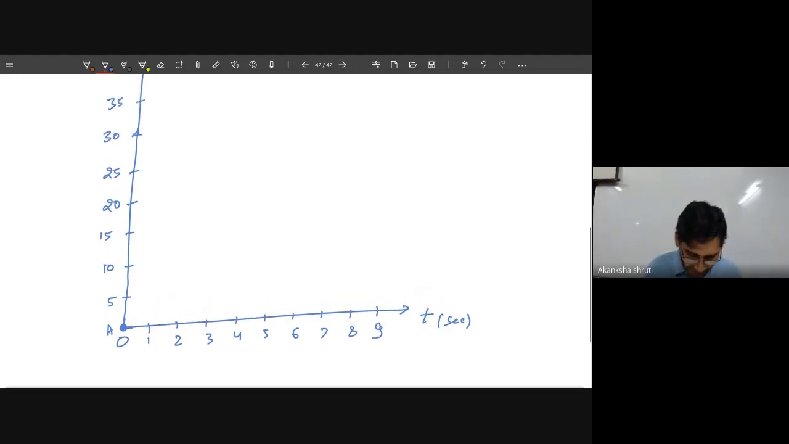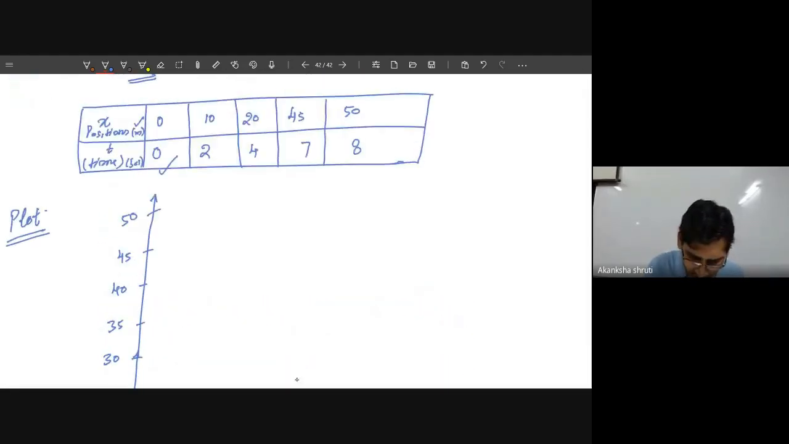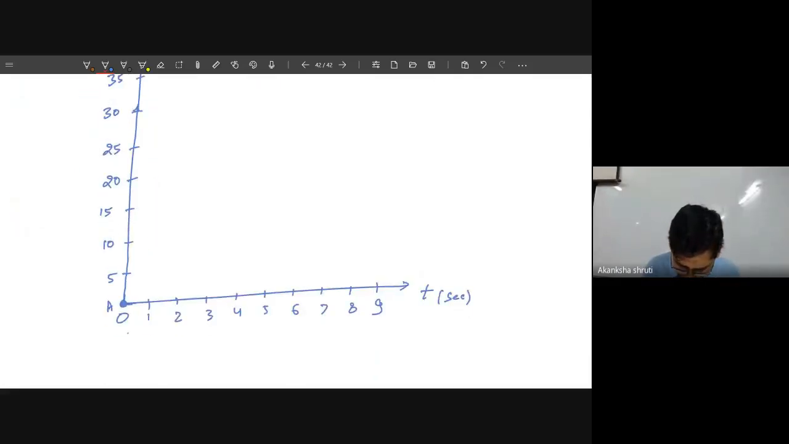Okay. Now the next point. At 2 seconds we have to go for 10 meters. Students, on this axis you have to go for 2 seconds. So this is our 2 seconds. But on the y-axis you have to go for 10. So first move along the time axis for 2, then from this 2 you have to move upward. How long vertically? Up to 10 only. So this way you allocate this point. This point is our B. This we have already done in our last class. So this was our 10.